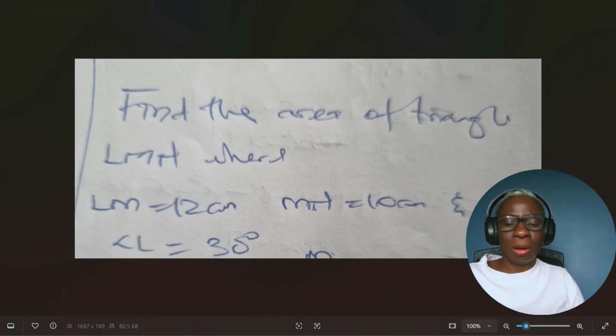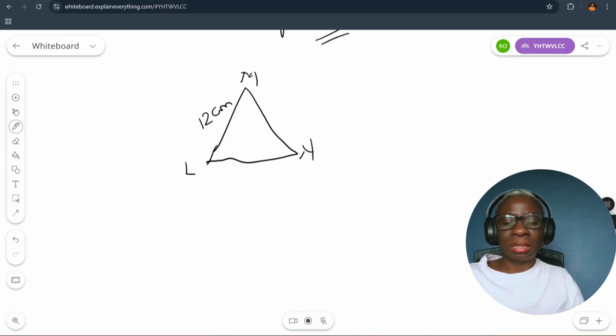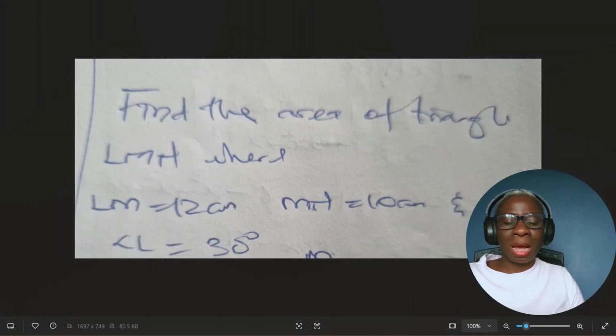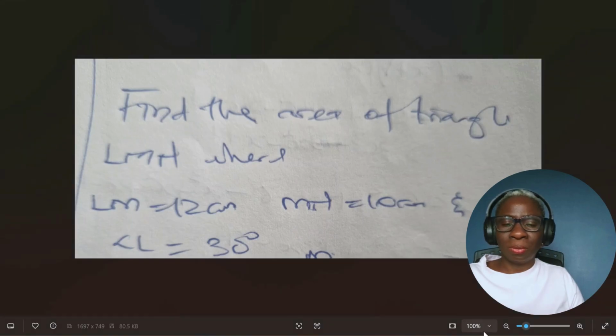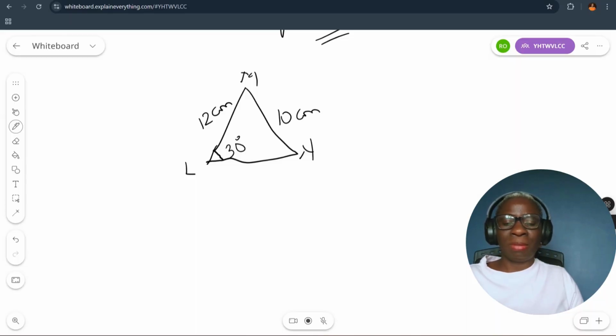Good. MN is 10 centimeter. MN, 10 centimeter. Good. And angle L is 30 degrees. This is angle L. Angle L is 30 degrees. What is the question? Find the area of LMN.